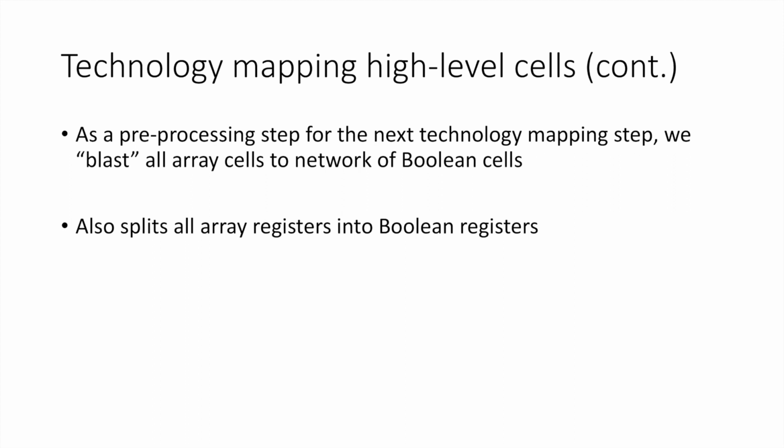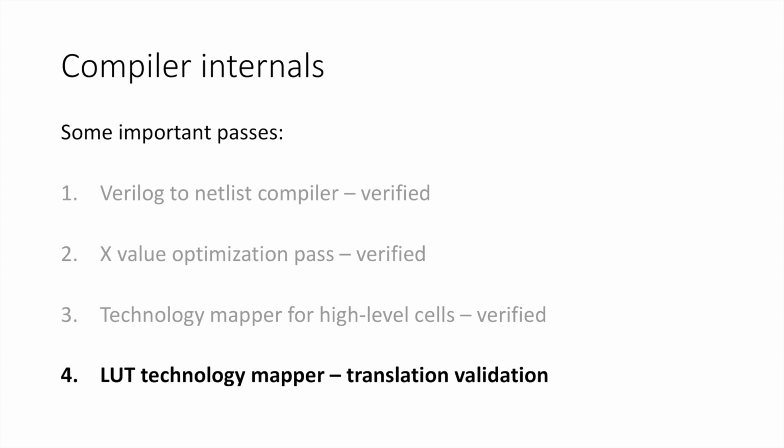And the second responsibility of the first technology mapping pass is to pre-process the netlist for the second technology mapping pass. And this pre-processing consists of splitting array cells into networks of Boolean cells and also splitting array registers into Boolean registers. And finally, we look into the second technology mapper pass.